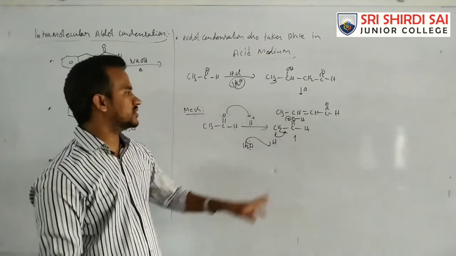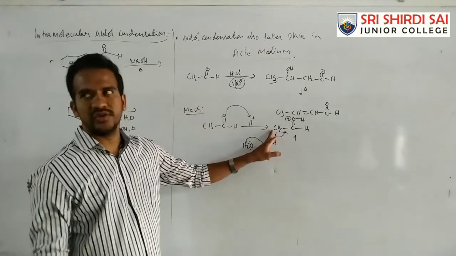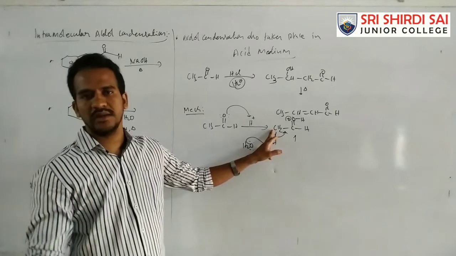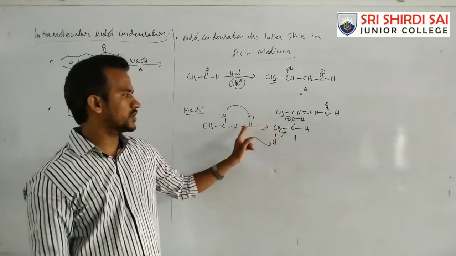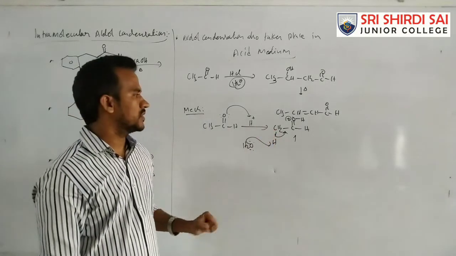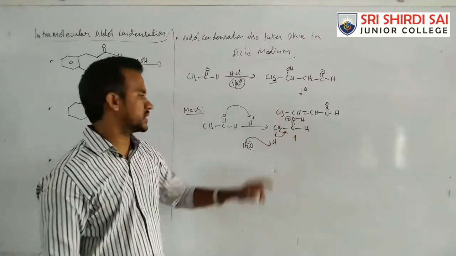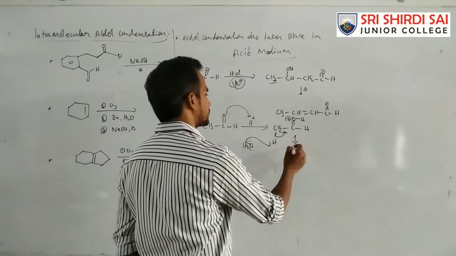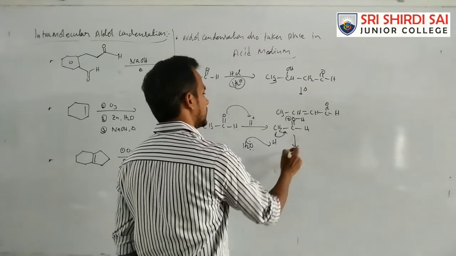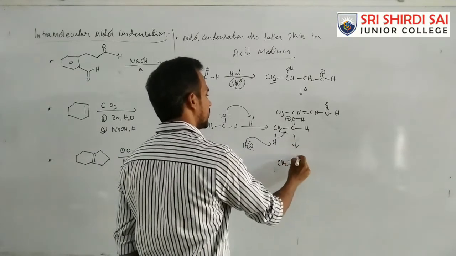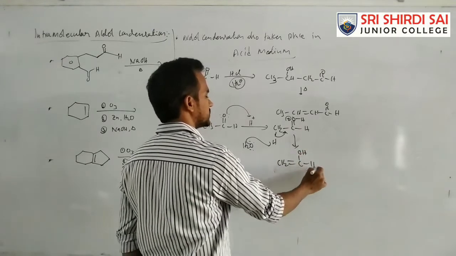Because of the strong electron-withdrawing group, the acidic nature of these hydrogens is enhanced. That's why protonation is required. The acidic nature of these hydrogens is increased by this strong minus-I group. So here it is converted to CH2 double bond, here OH.